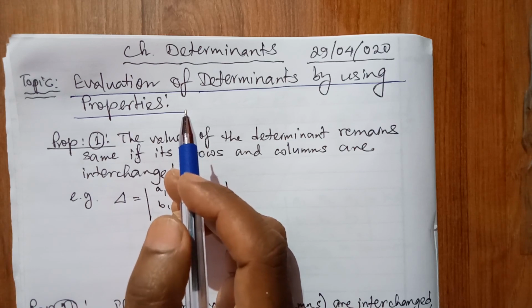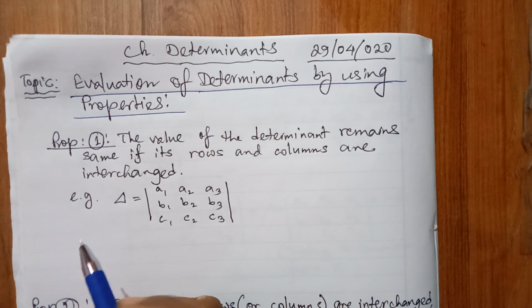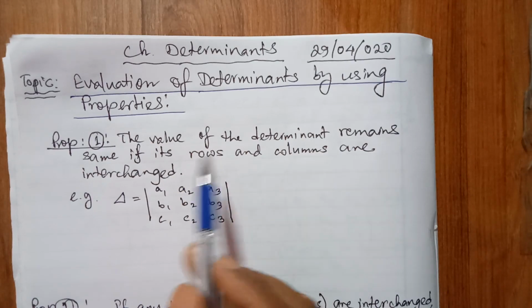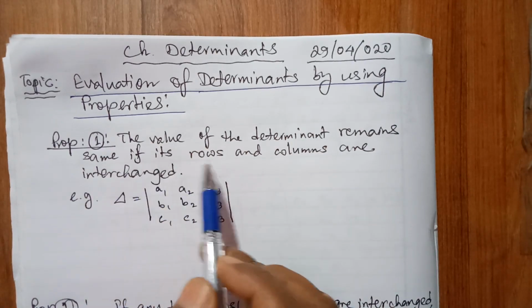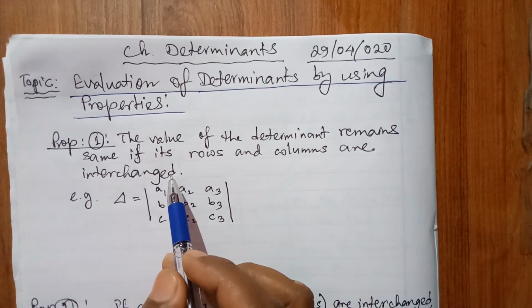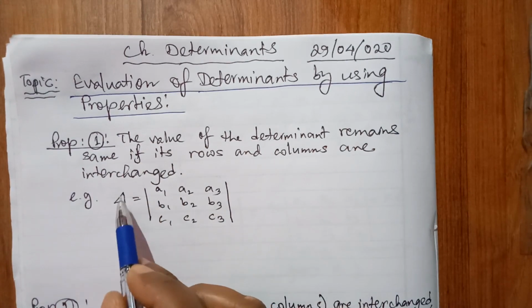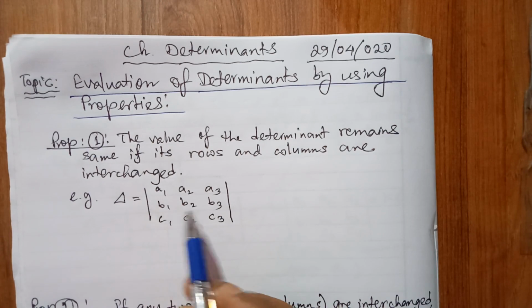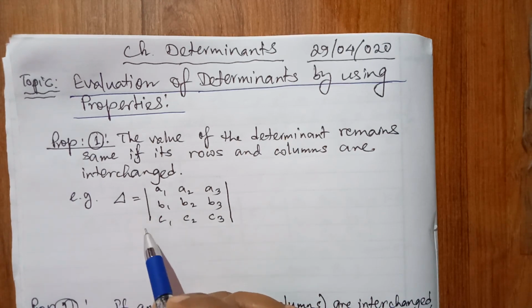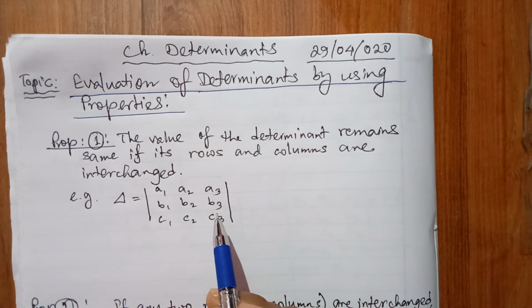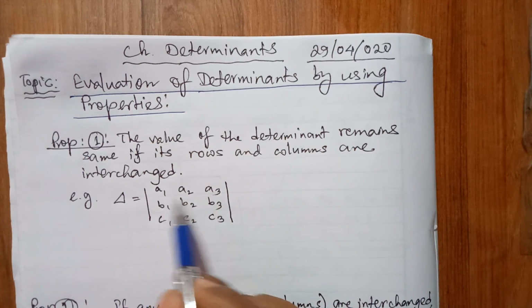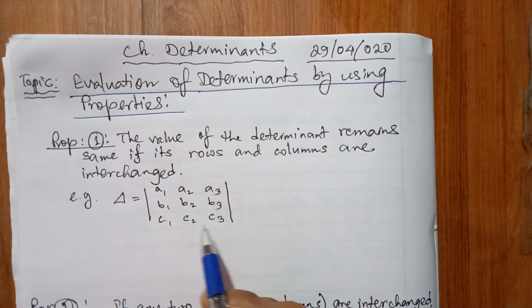So there are so many properties. Property number one is that the value of the determinant remains the same if its rows and columns are interchanged. For the determinant I am using the triangular symbol delta. And you know that determinant means always a square determinant, 3 by 3 order or 2 by 2 order. So here I am taking one determinant whose rows are A1, A2, A3, B1, B2, B3, C1, C2, C3.